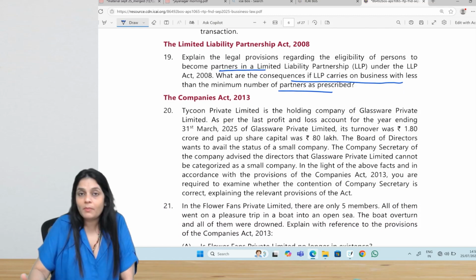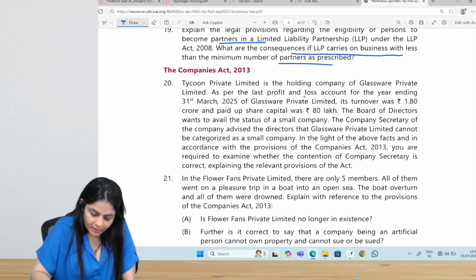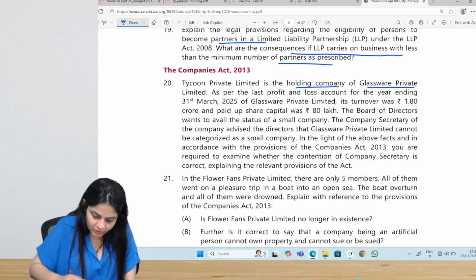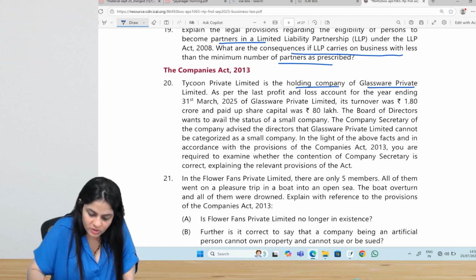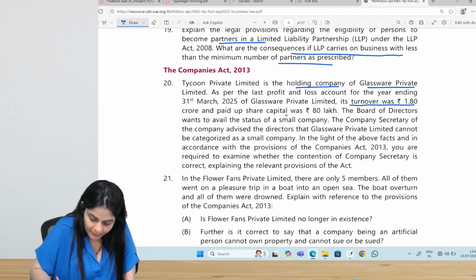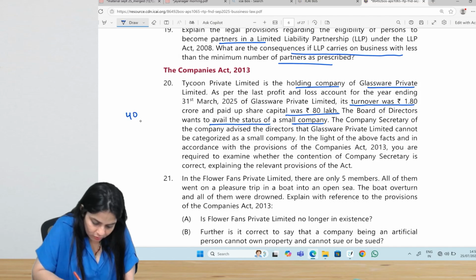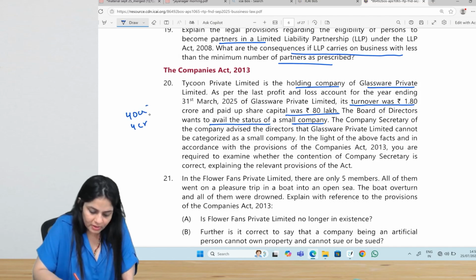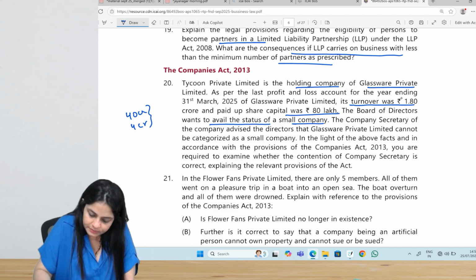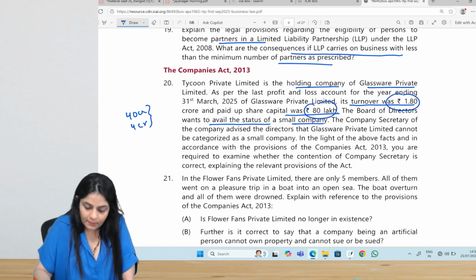Now Companies Act questions. Tycoon Private Limited is the holding company of Glassware Private Limited. As per the last balance sheet and profit and loss account for the year ending 31st March of Glassware Private Limited, its turnover was 1.8 crores and paid up capital was 80 lakhs. The board of directors wants to avail the status of a small company. See, for small company, 40 crore turnover, 4 crore paid up capital. So both are within the limit.